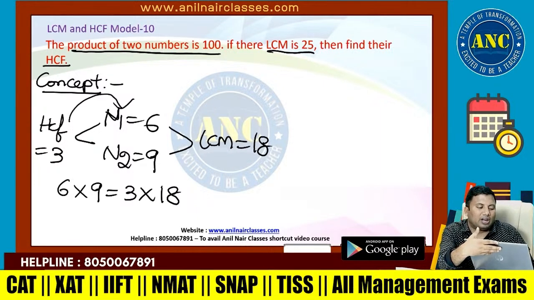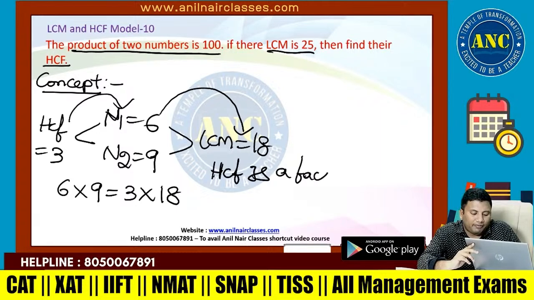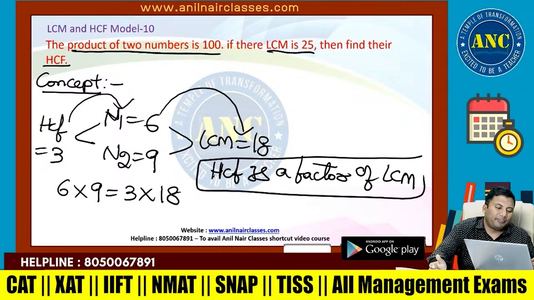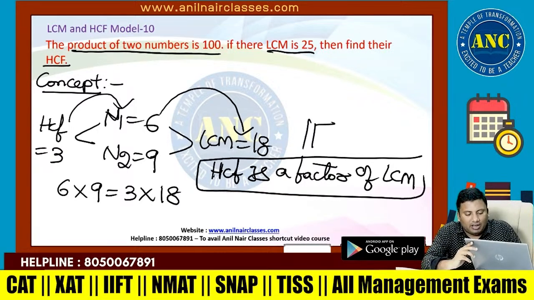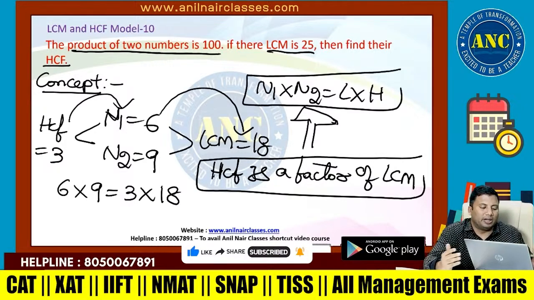HCF is a factor of the number. 3 will divide 6, and 6 will divide 18. A number is a factor of LCM. That means HCF is a factor of LCM. HCF will always be a factor of LCM. N1 into N2 is equivalent to LCM into HCF.